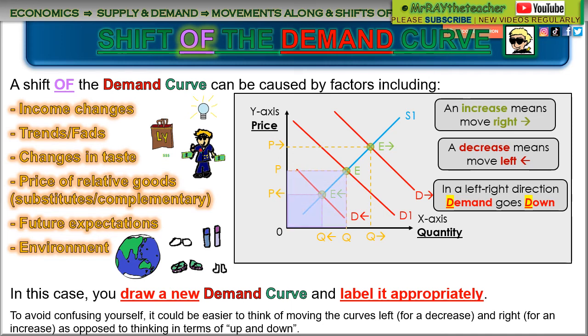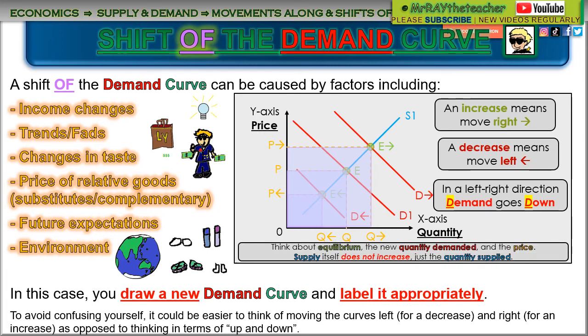So that's your initial revenue coming. Look at that purple box. Let's compare it to this one, relatively smaller. And then the next one, relatively bigger. So think about equilibrium, the new quantity demanded and the price. Supply itself does not increase.